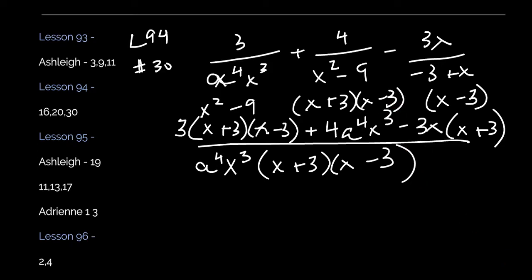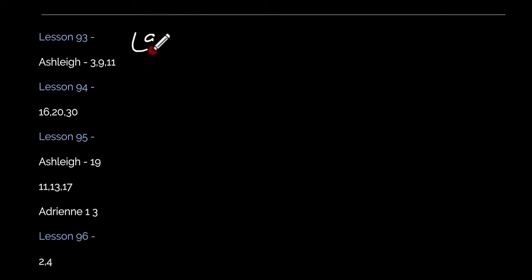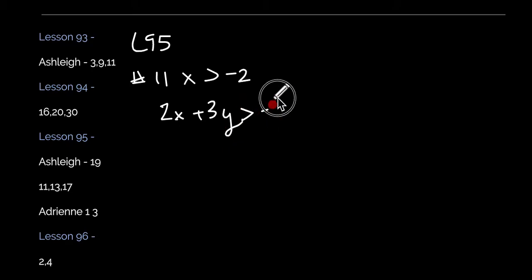Lesson 95. So we're going to start with number 11. I might have forgot to do 19. Let's see. Number 11, we're going to graph x is greater than negative 2, and 2x plus 3y is greater than negative 3. And we're going to see where they overlap.